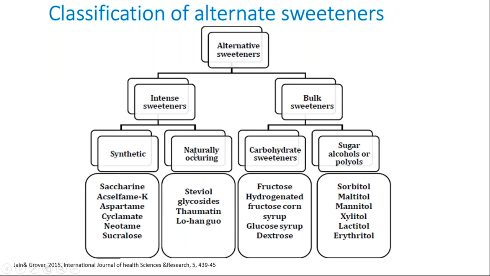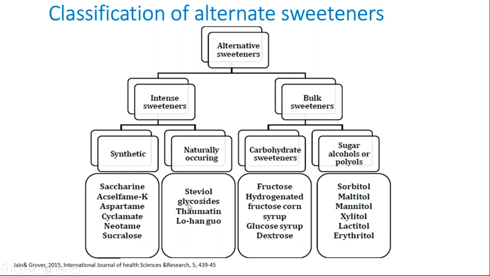In the intense sweeteners, we have two types of sweeteners, the synthetic sweeteners and the natural sweeteners. In the synthetic, we have saccharin, acesulfame potassium, aspartame, which is a dipeptide, cyclamate, neotame, which is a peptide, and sucralose, which has the backbone of sucrose, but it is a chlorinated version of sucrose.